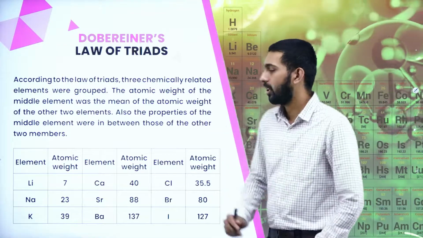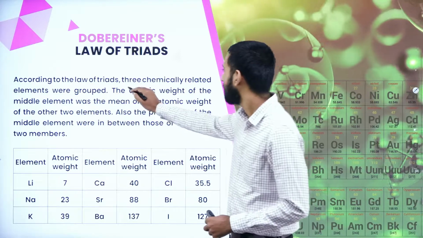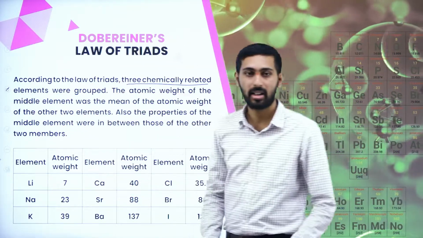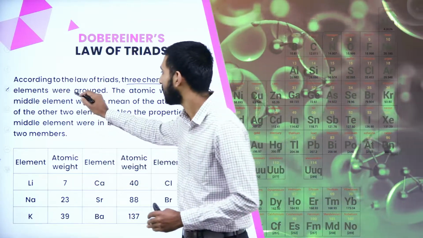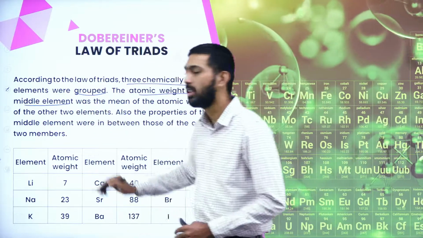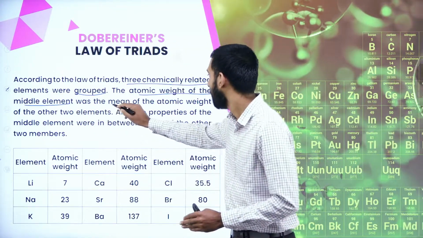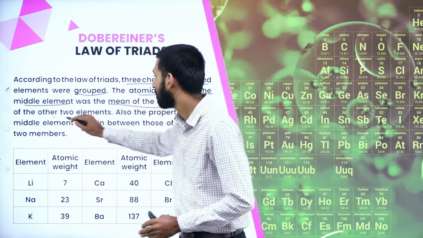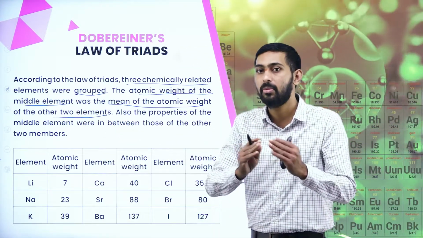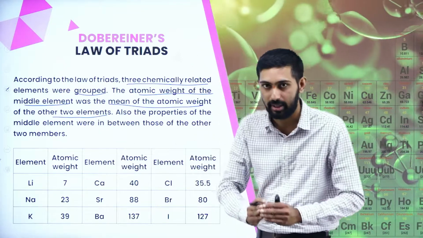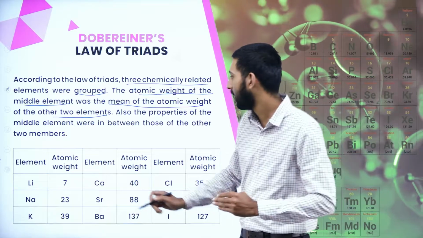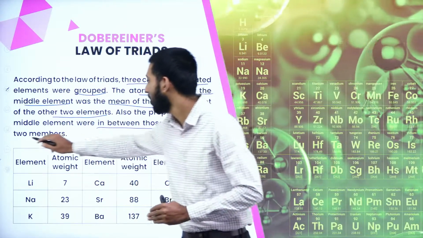Okay. Dobereiner's law of triads, according to him, there are 3 chemically related elements, and they were grouped. The atomic weight of the middle element was the mean of the atomic weights of the other 2 elements. Also the properties of the middle element were in between those of the 2 members.